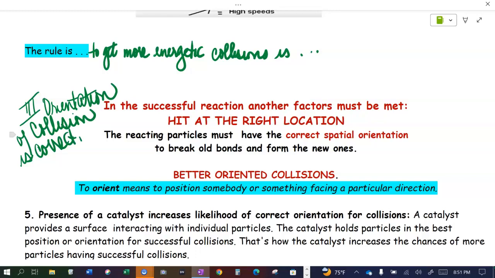Okay, the third emphasis. We've had increase the number of collisions, increase the number of energetic collisions. Now, it's to increase the collisions that are at the right orientation. They hit at the right spot. The reacting particles must have the correct spatial orientation. Of course, we're talking about a three-dimensional collision to break the old bonds and form the new ones.